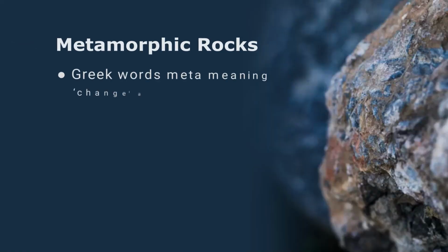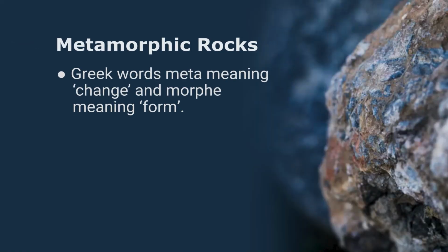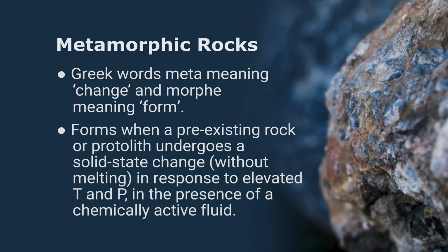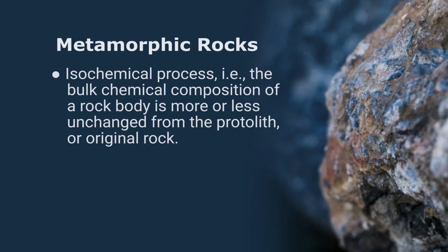And the Greek word meta means change, morph means form. So metamorphic rock is different from sedimentary rock in the sense that it is a solid state change. In case of igneous rock, melting took place, and in case of sedimentary rock, breakdown or chemical precipitation took place, and in case of metamorphic rock, it is a solid state change. The same material, when you subject it to different pressure or temperature conditions, may become different. Let us now see what this is.